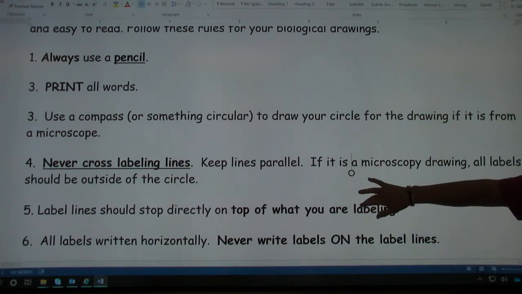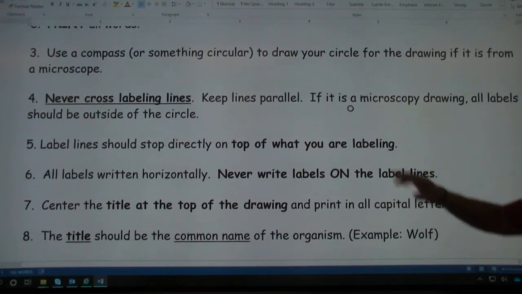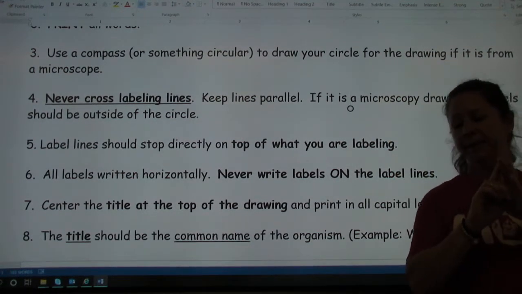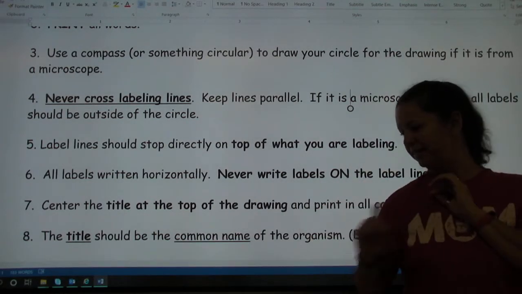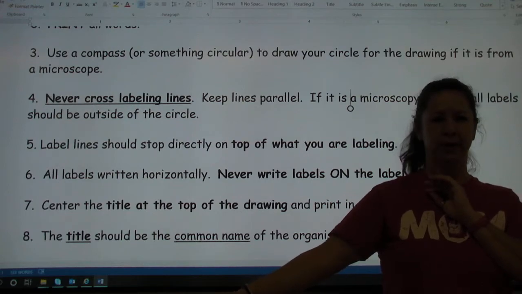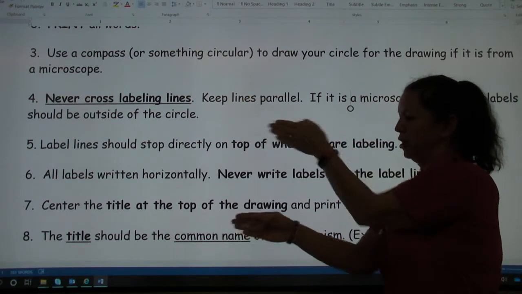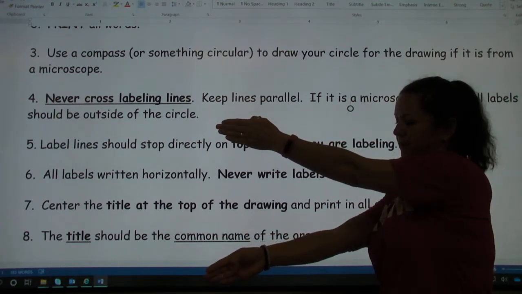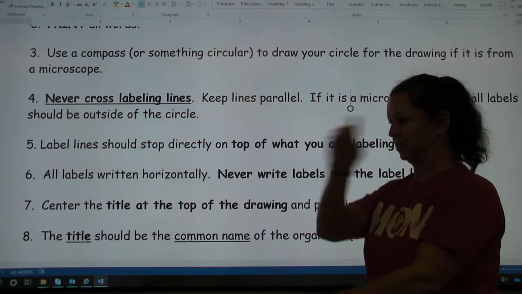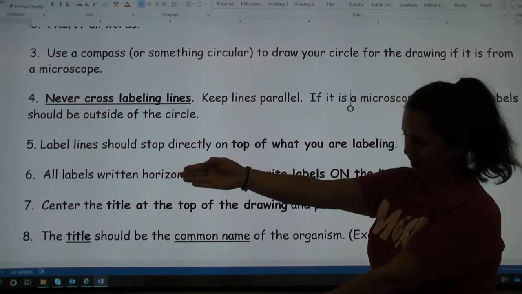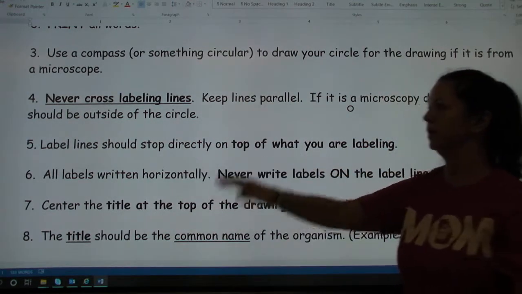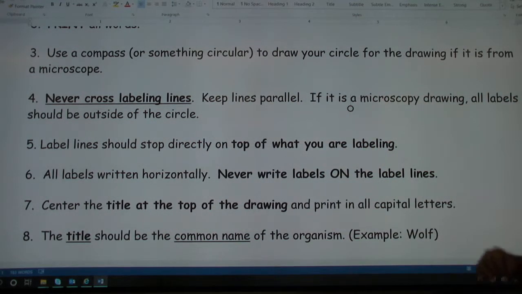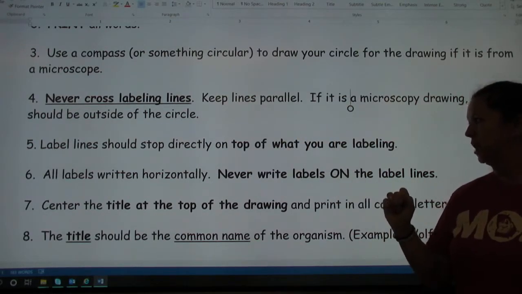All right, never cross label lines. So if you're telling me that this is a nucleus and that this is the cell membrane, the line should go like this, not crossing each other. So they shouldn't go across each other. They should be kind of like parallel, not up and down, but parallel. Okay, don't cross them.